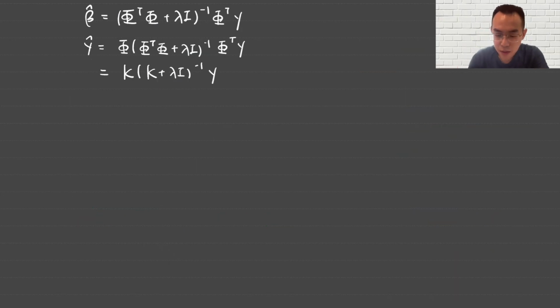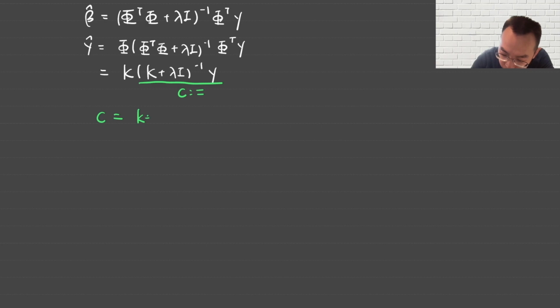Okay, now let's rewrite this a little bit more. We're going to call this vector here a vector C. That way we have two equations, right? The first is that C equals (K plus lambda I) inverse Y. And then we also have y hat equals K times C. Okay, this is very nice.